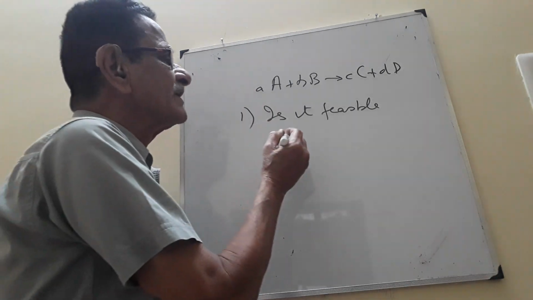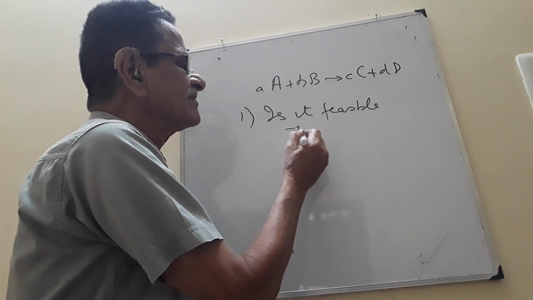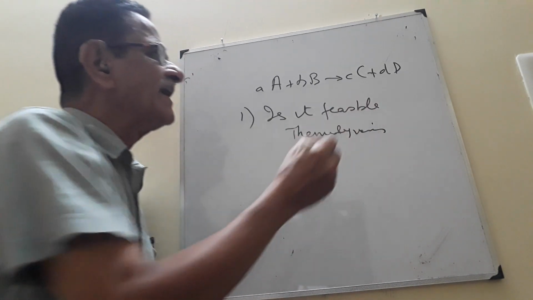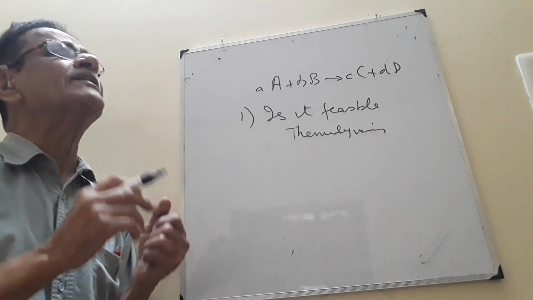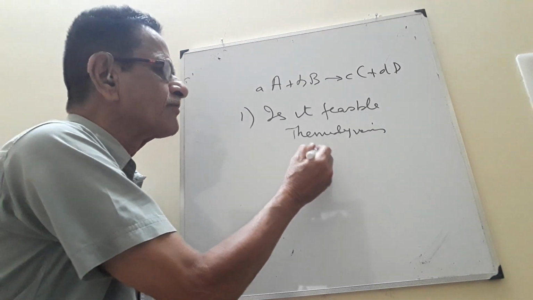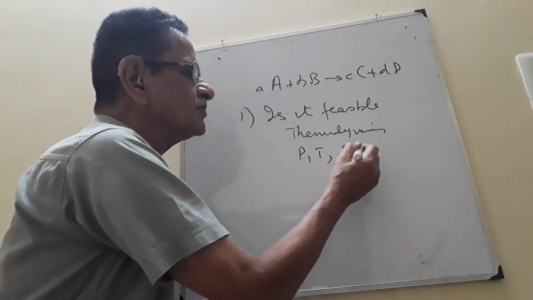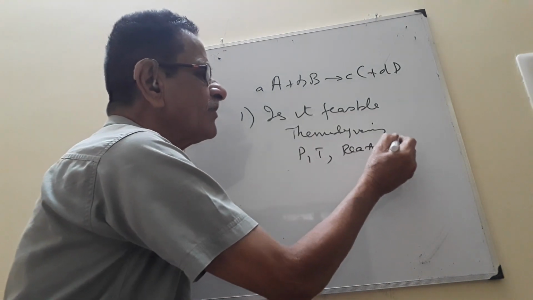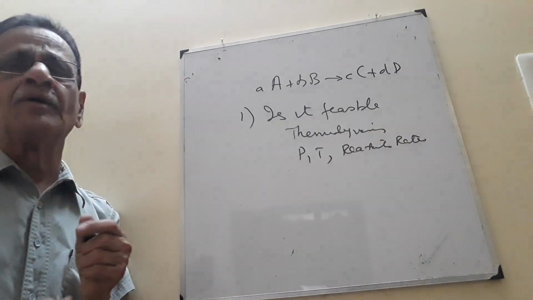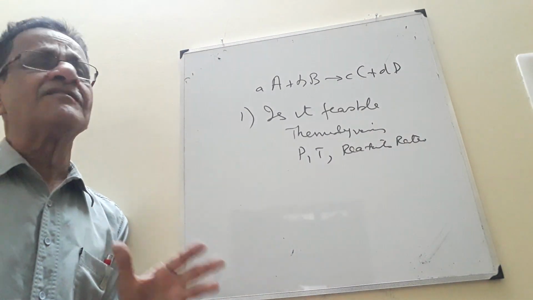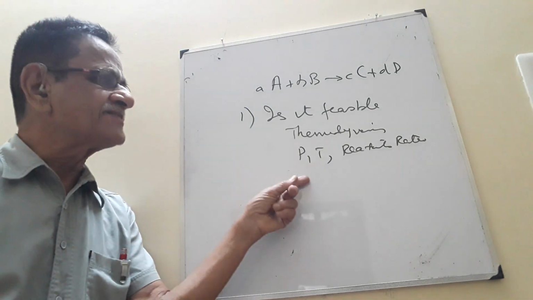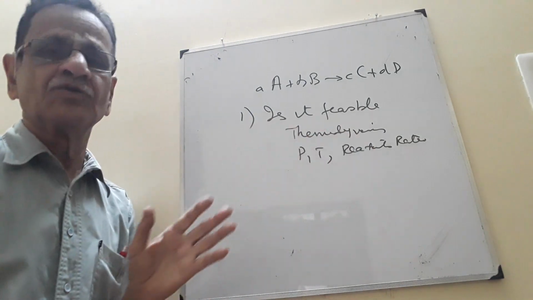So this is the area of thermodynamics. You make a thermodynamic analysis and say that A plus B will give C plus D. It's possible. What is the optimum pressure? What is the optimum temperature? Reactants ratio. They all can be designed from thermodynamics. So thermodynamics first says this is possible and under what conditions of pressure, temperature and reactant ratio.